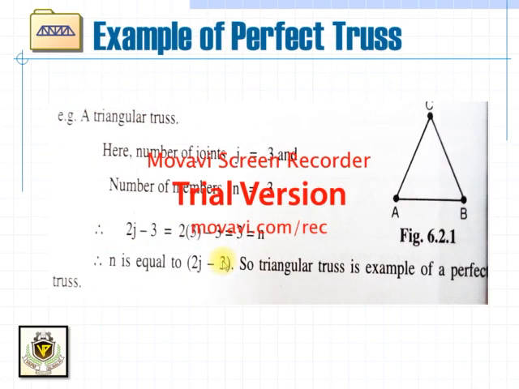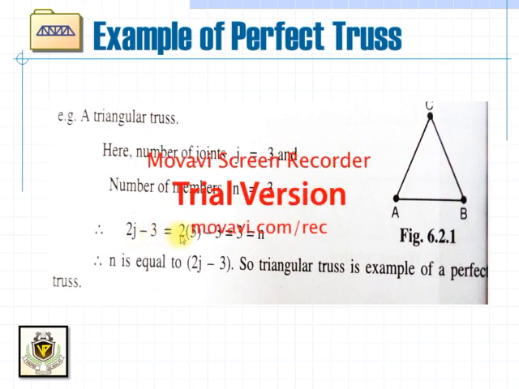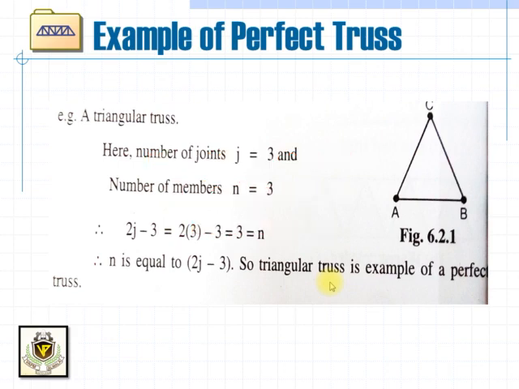This is an example of a perfect truss. This is one triangular truss A, B, C. There are three joints A, B and C. Hence, the number of joints j is equal to 3 and the number of members, AB, BC and AC, is 3. Therefore, 2j minus 3 is equal to 3, so n is equal to 2j minus 3. So, a triangular truss is an example of a perfect truss.